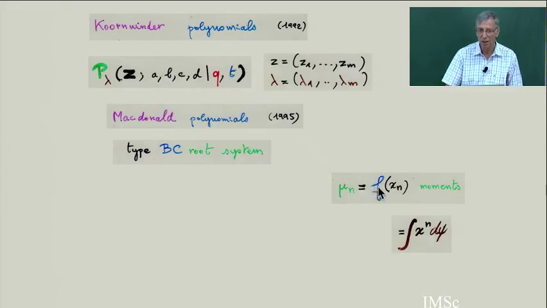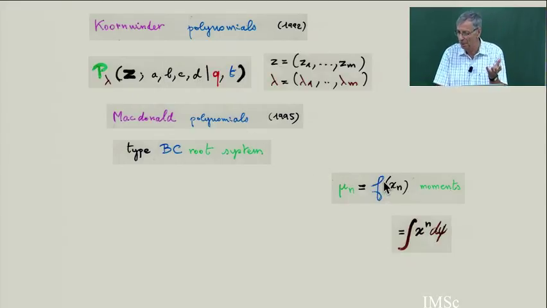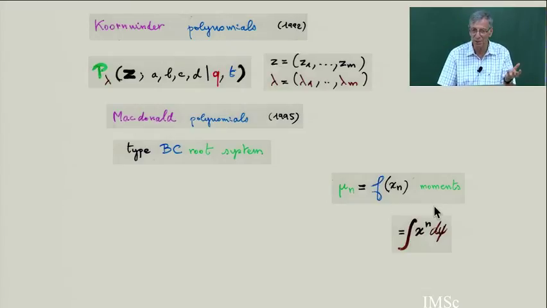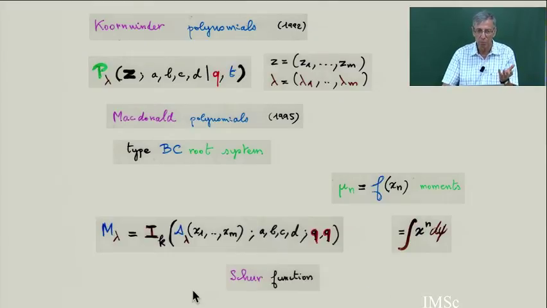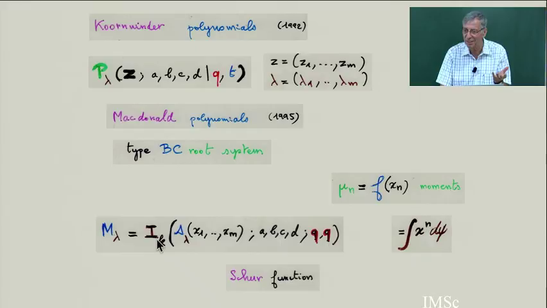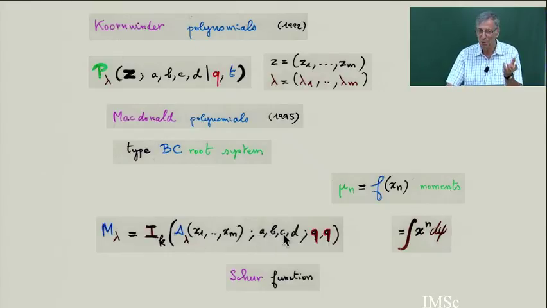Moments are just f of x^n, for f a linear functional. Or in analysis, in theoretical physics, you always take an integral of x to the power n. So in that case, what should be the moment? The moment should be a kind of integral of the monomial x to the power n.